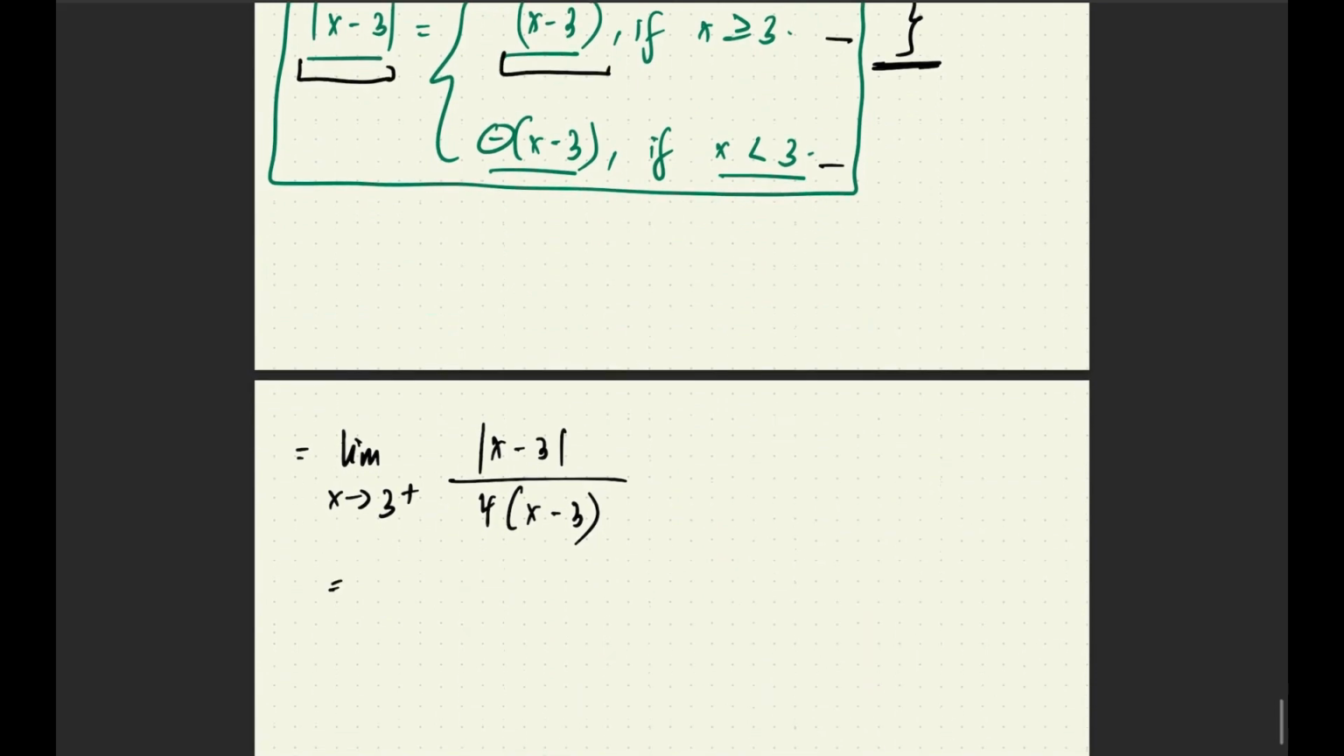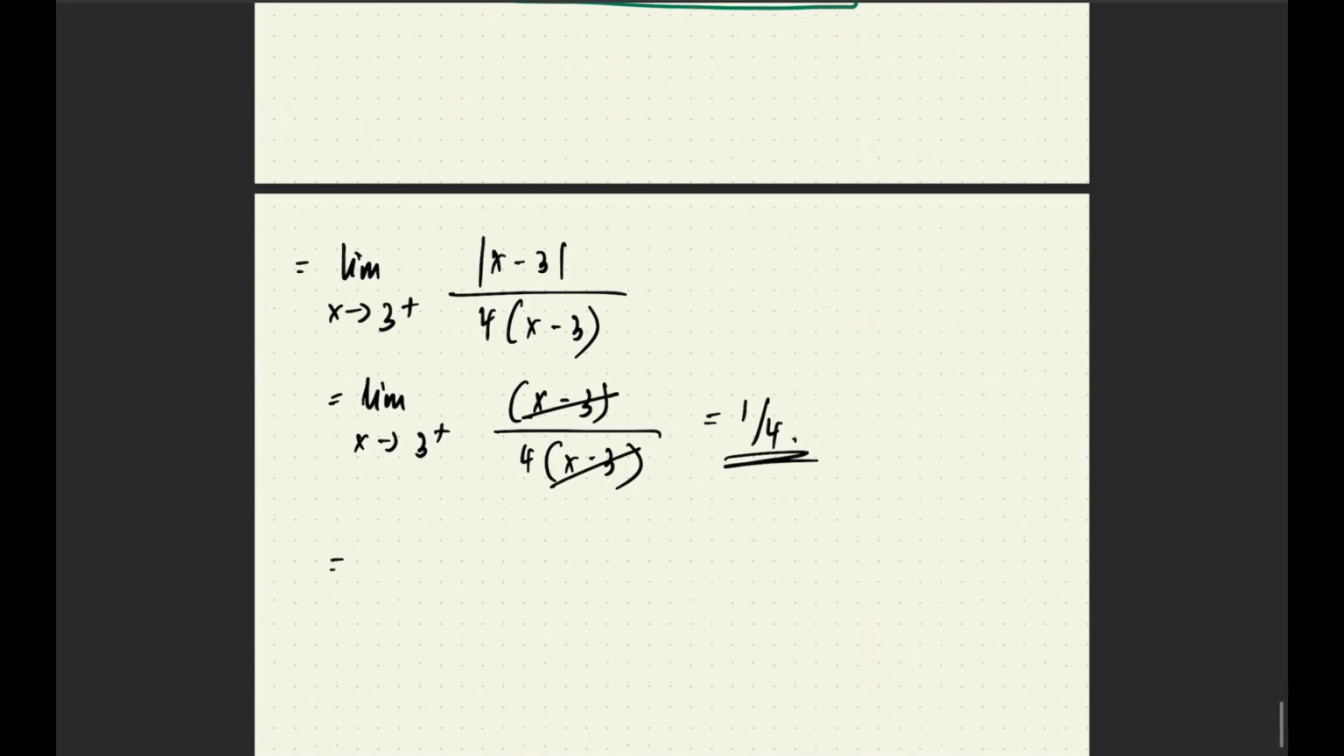Okay, so we can rewrite this as the limit as x approaches 3 from the right hand side. We know that the absolute value of x minus 3 when x is approaching 3 from the right hand side is just x minus 3. So I'll just write this as x minus 3 divided by 4 multiplied by x minus 3. So now this and this will cancel, and that just leaves us with 1 over 4. So the limit as x approaches 3 from the right hand side is simply 1 over 4.